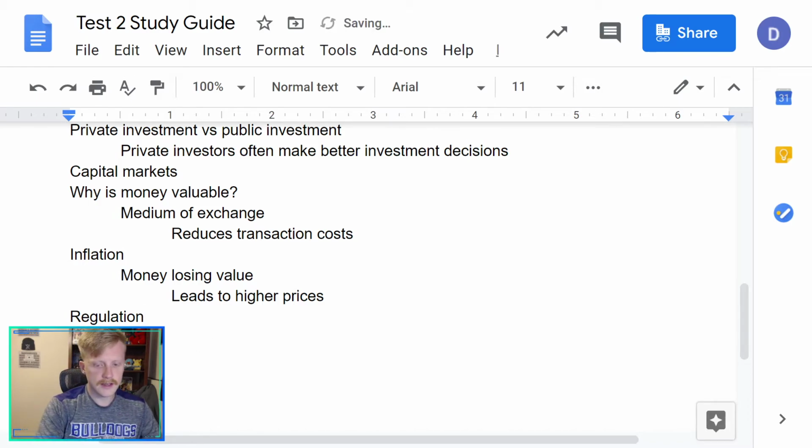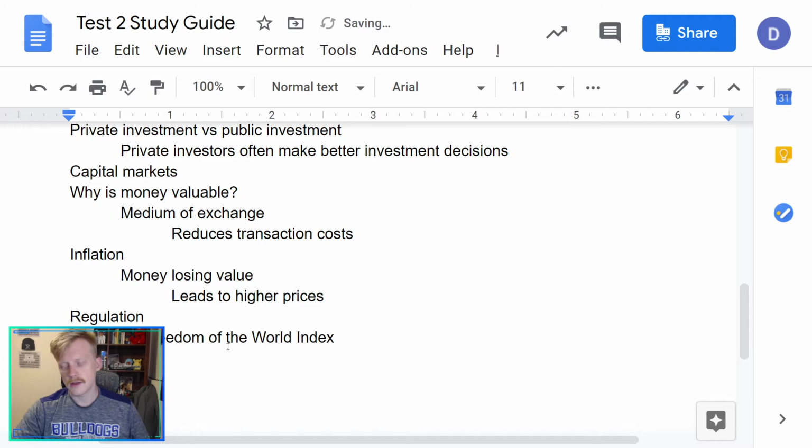They have this idea of the economic freedom of the world index. They talk about this in the book a lot. There's a whole conclusion of part 2 that's dedicated to it, but I think they also mention it throughout the rest of the book as well.